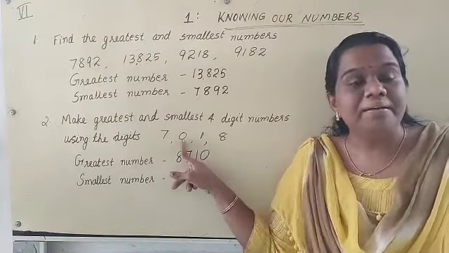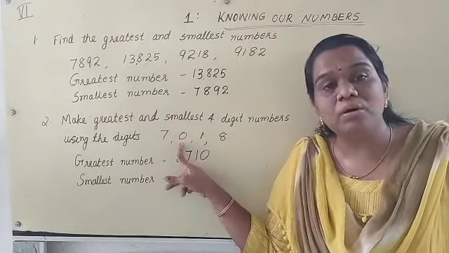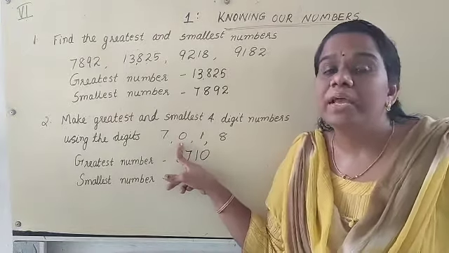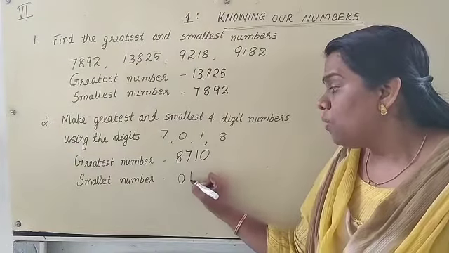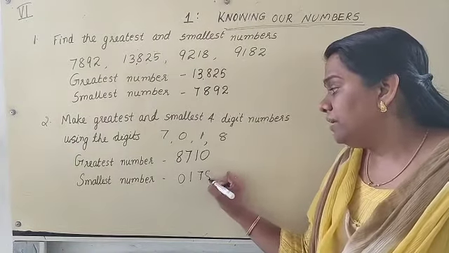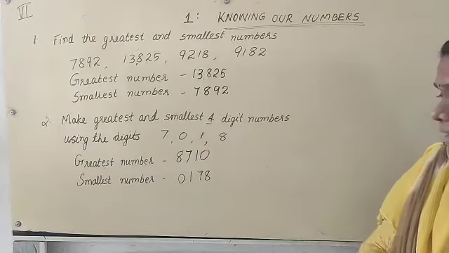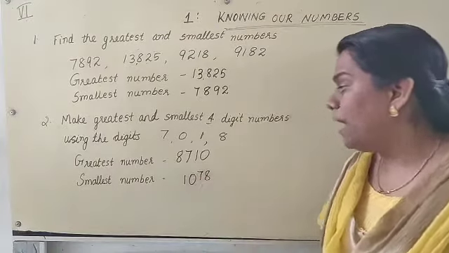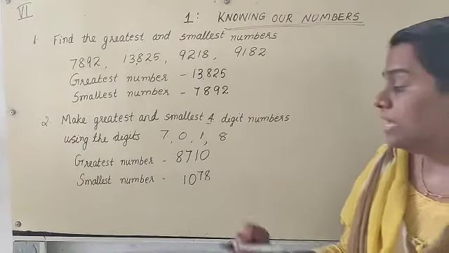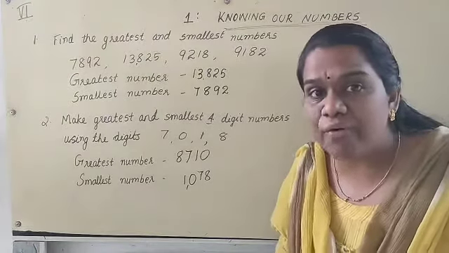Now, when we discuss the smallest number, which is the smallest digit? 0. But, dear students, please note one thing. We can't start a 4-digit number with 0. If we start with 0, 0, 1, 7, 8, it's not a 4-digit number. We should write a 4-digit number, so we should interchange. We have to write it as 1,078.